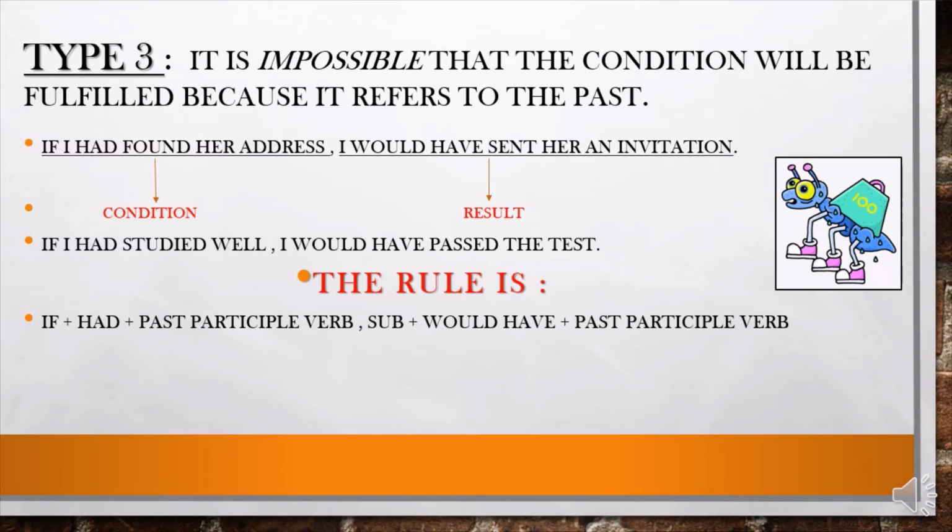So again, the first part is the condition with if. The second part is the result. So the rule is you have in this type to use had, and of course everybody knows that after had and also have and has, we have to use the past participle form of the verb, or what we call verb 3. So again, you have to use if plus had plus past participle verb. This is in the condition. In the result, you have to use the subject plus would have plus the past participle verb, because after have we need to write verb 3.